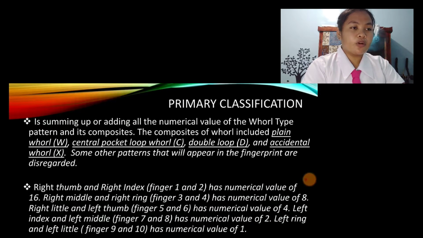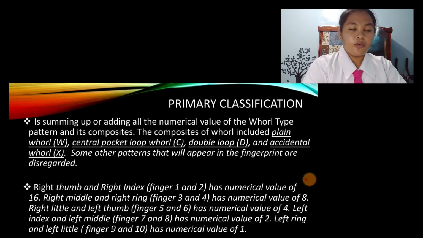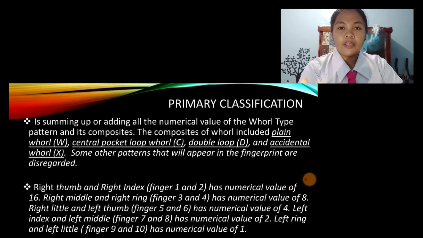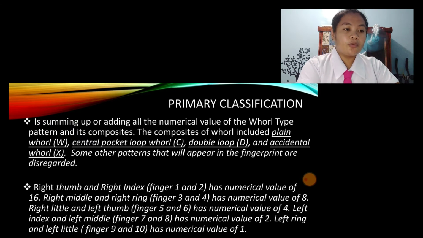So first in fingerprint classification, the first to be classified is the primary classification. It is the summing up or adding all the numerical value of the whirl type pattern and its composites. So in primary classification, it is the addition, the sum of all numerical value of the fingers when whirl type patterns appear in those fingers, and also the composites of whirl pattern, which are the plain whirl, central pocket loop whirl, double loop whirl, and the accidental loop whirl. Some other patterns that will appear in the fingerprint are disregarded.